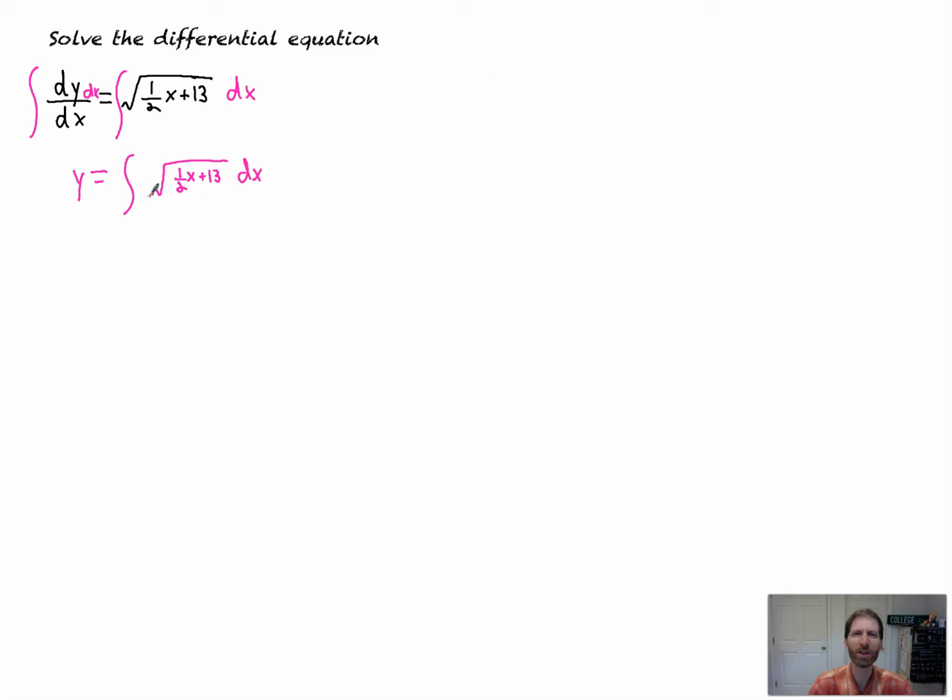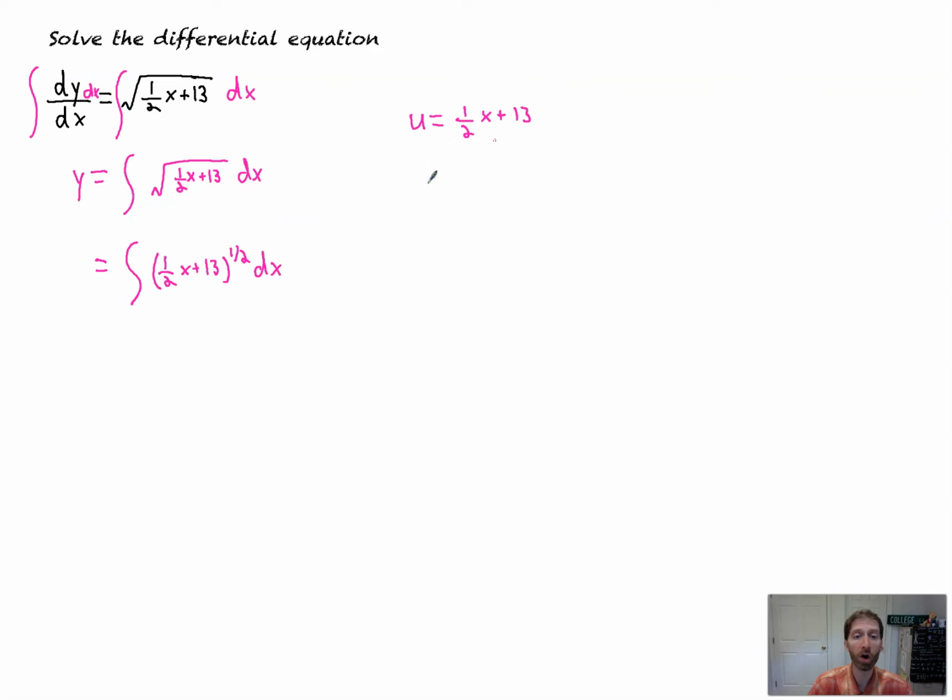And the question is, why in the world do I use u-substitution here? You've got a function within a function. Now I'm going to rewrite this as the indefinite integral of 1/2 x plus 13, all raised to the 1/2. By doing that, I'm set up a little bit nicer. So now the function within a function is often my u value. So I'm going to let u equal 1/2 x plus 13.